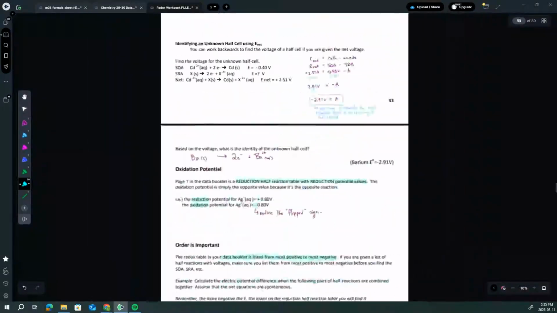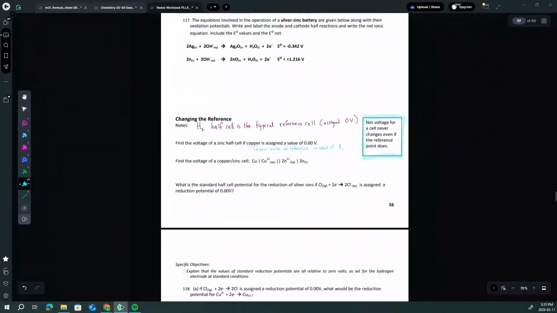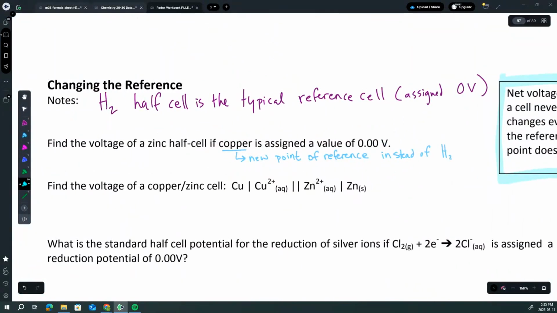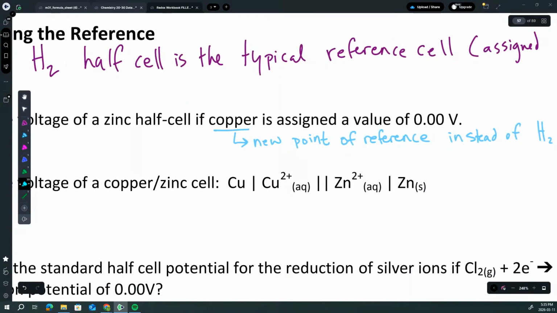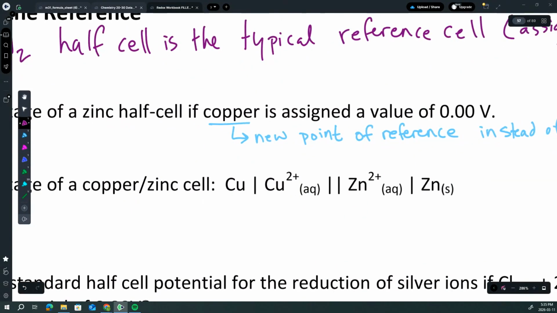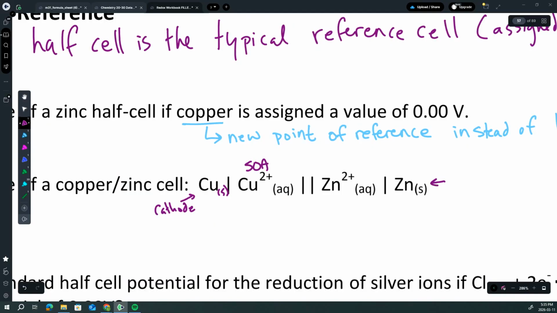So in theory, despite us having a different reference cell, this should have the same electrical potential difference. Let's just prove that and write out some stuff. Copper solid, that was our cathode. Our SOA was those copper 2+ ions. Zinc solid, that was our anode. It was also our SRA.